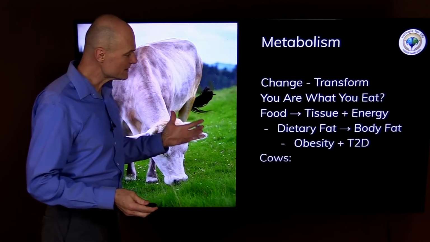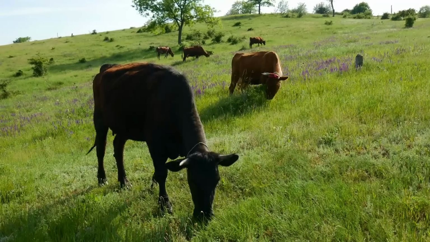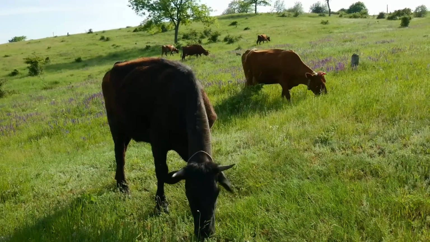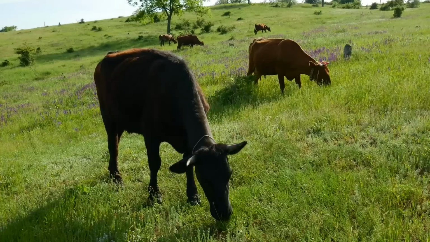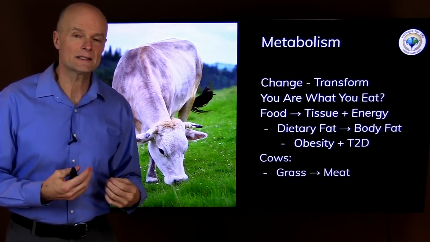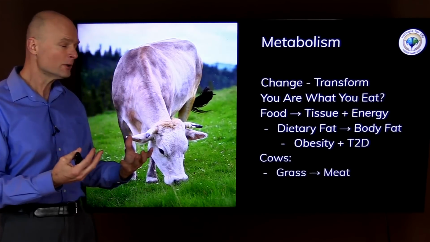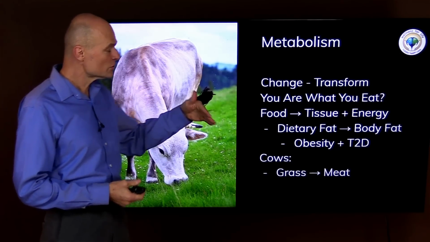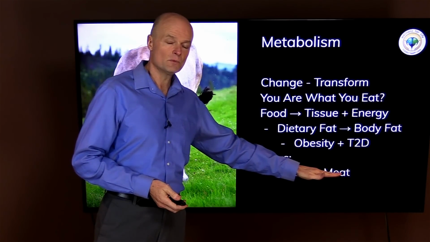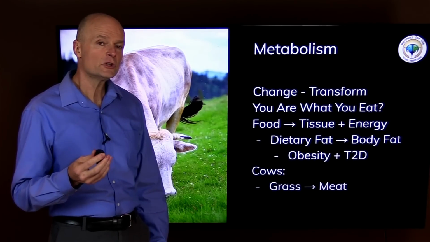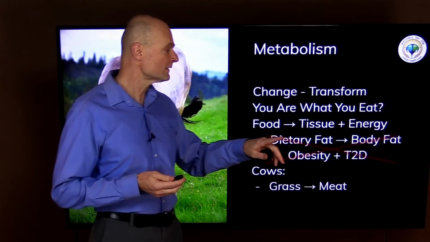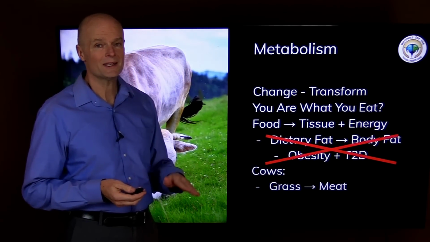And think about this. Think about cows. Like this guy here is eating grass, and if the cow became what it ate, then we would expect to find a bunch of grass inside the cow. But we don't, because the cow transforms, metabolizes that grass into meat. And that's how it turns out for humans as well, that most of the fat on your body does not come from the fat that you ate.